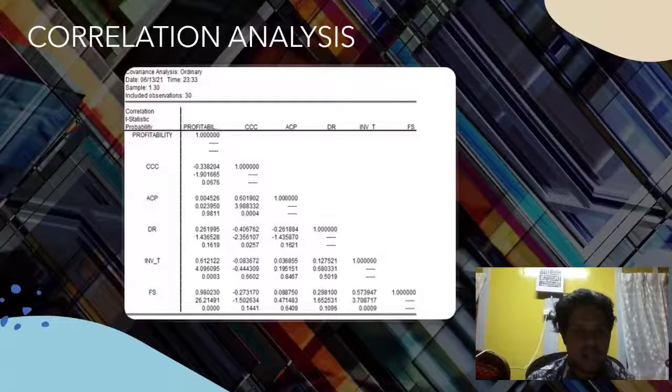The firm size of the company is significantly positively correlated to the cash conversion cycle and the average collection period, and also the debt ratio, which means that the company has a larger firm size. In terms of profitability, most of the research assessing the impact of company size on profitability showed favorable findings between company size and profitability. So next we go to the regression analysis.